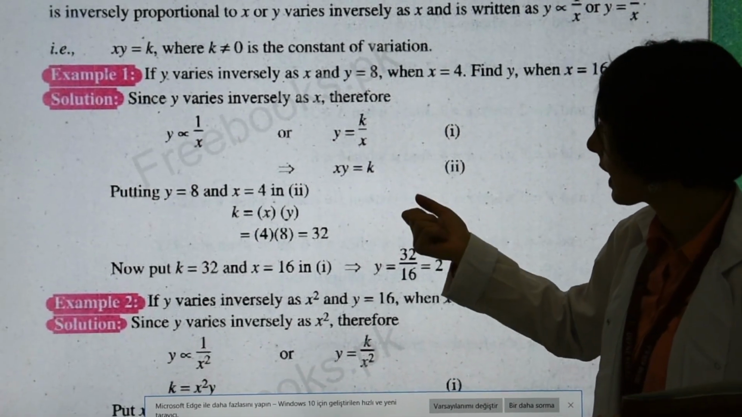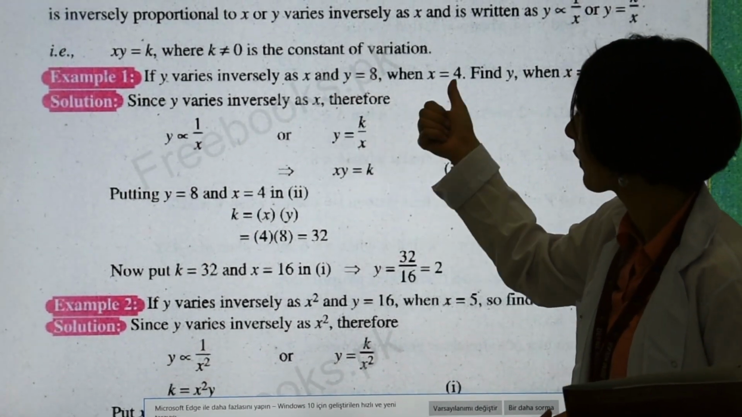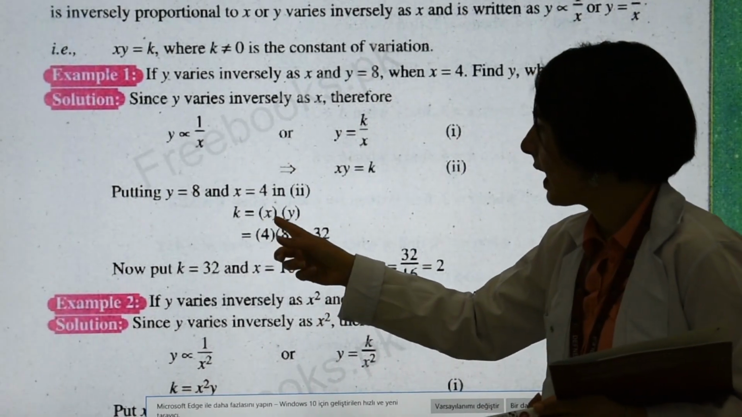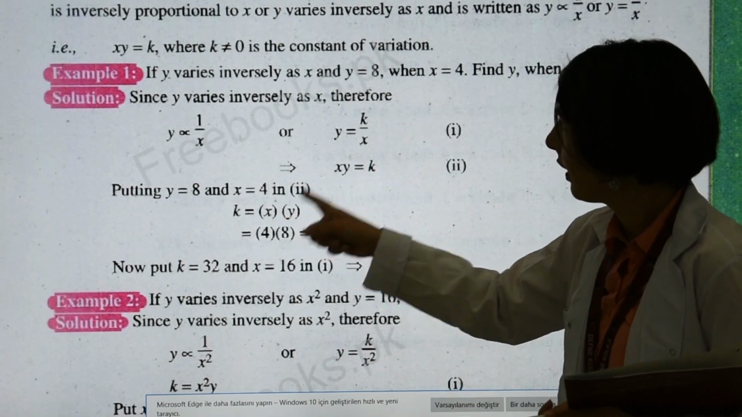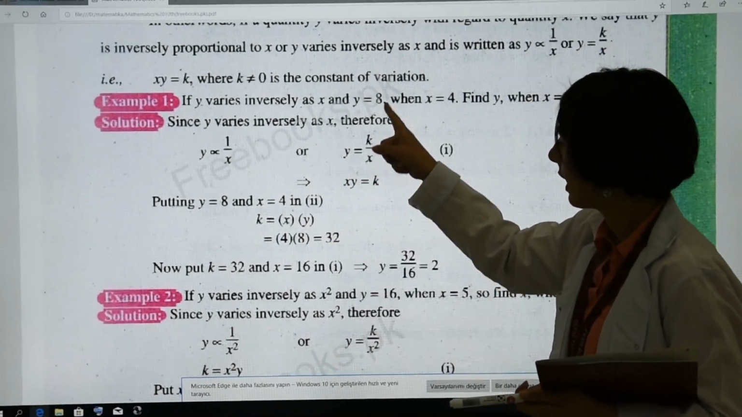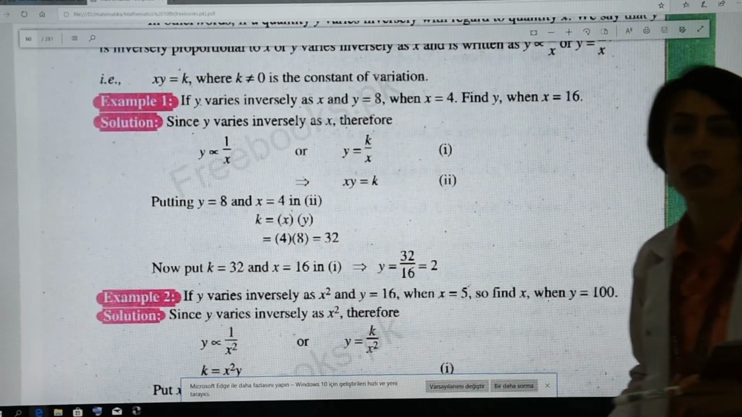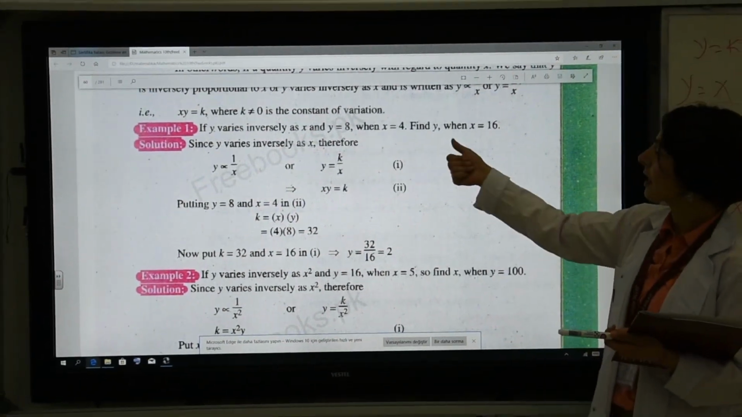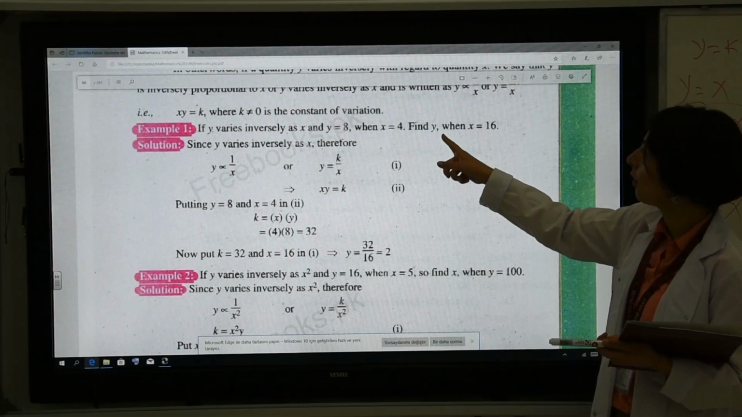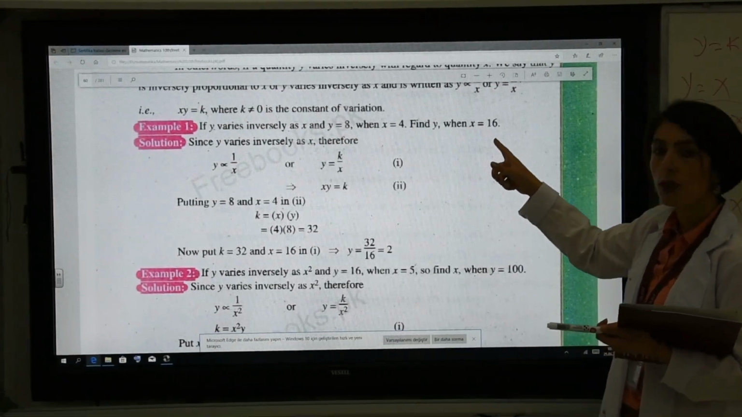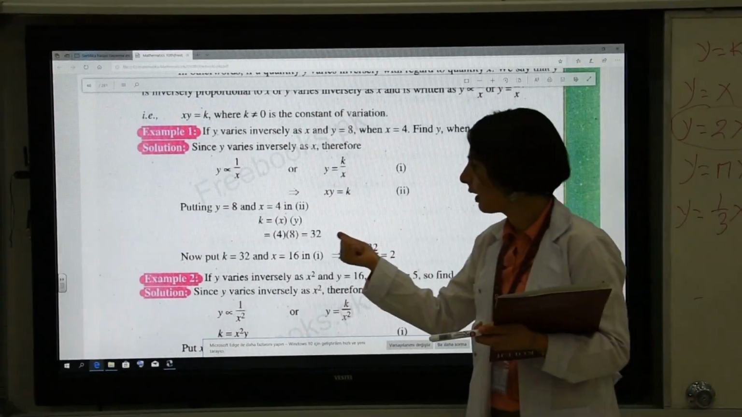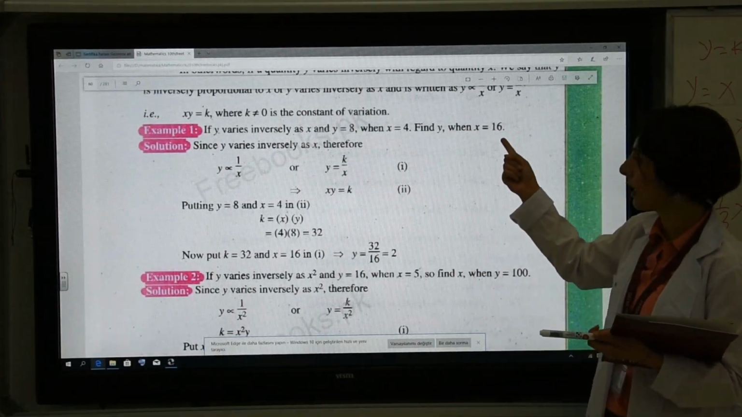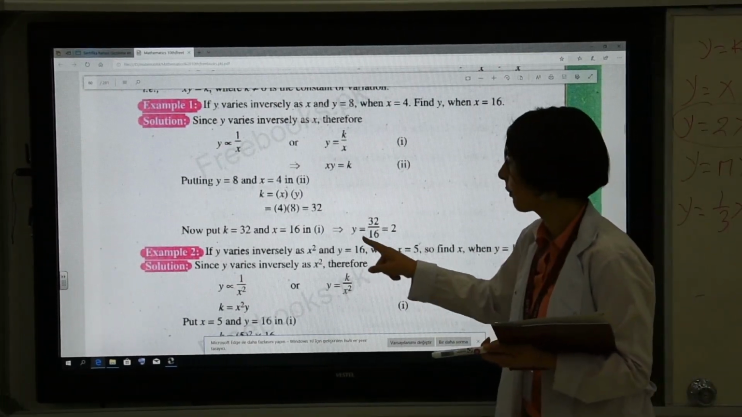Okay? So in this case, I have the value of x, I have the value of y, I can find the k. K equals x times y. The value of x is 4, the value of y is 8, so k equals 32. This is the value of k, but hold on. The exercise says that I should find the value of y when x equals 16. Now that I have found the k, I can also find the value of y when x equals 16.